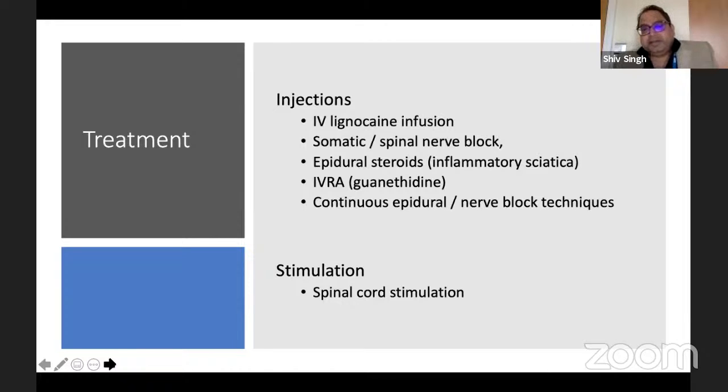Lignocaine infusions have been used in chronic pain for a while. Somatic and spinal nerve blocks, epidural injections, steroid injections. Intravenous guanethidine has been used. Continuous epidural nerve block techniques have also been used. And then we have stimulation, like spinal cord stimulation or deep brain stimulation. These are advanced techniques. Spinal cord stimulation is like putting a pacemaker around the spinal cord, so that has also been used. So these are the various methods of treatment.